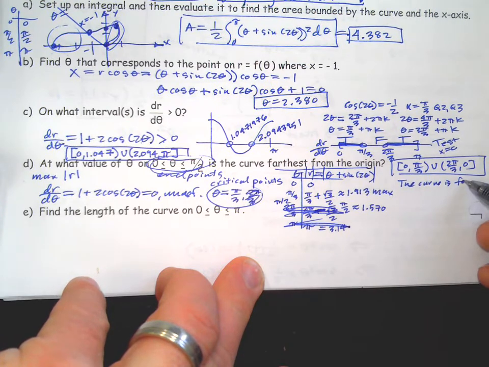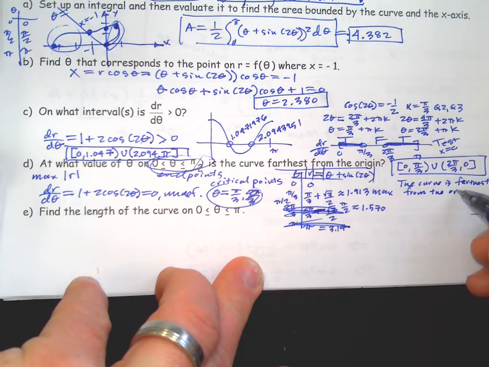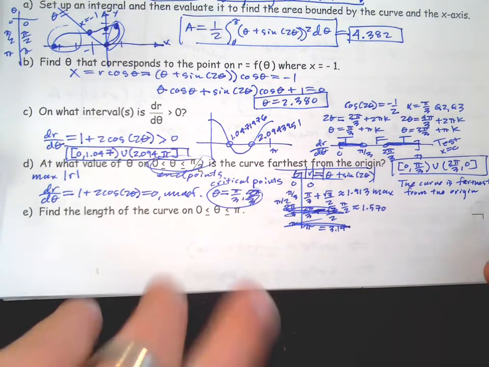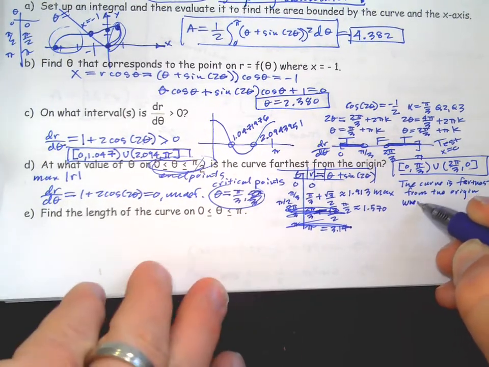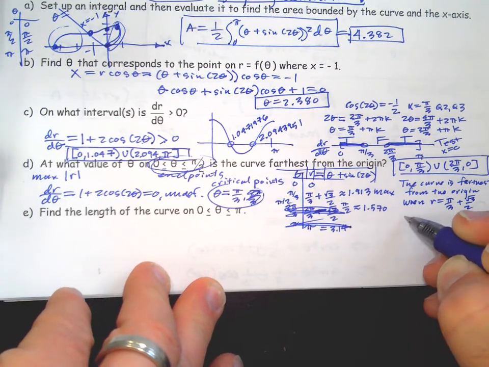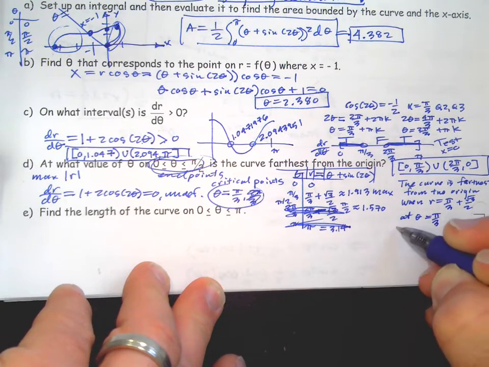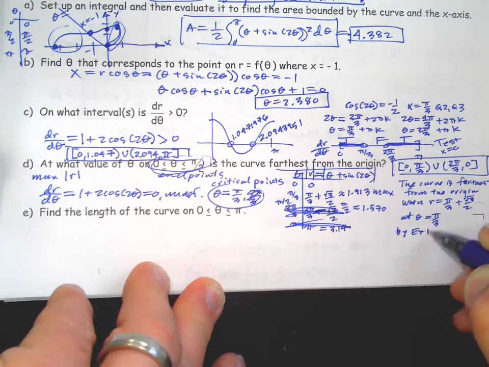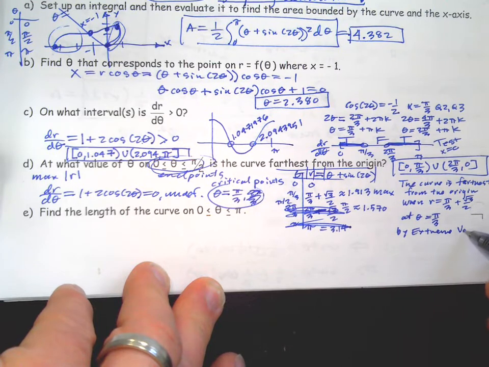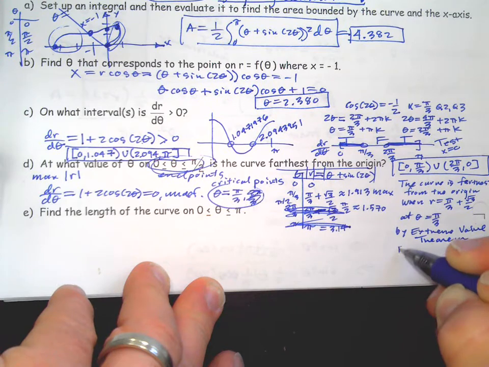Curve is farthest from the origin when r equals pi over 3 plus root 3 over 2 at theta equals pi over 3 by extreme value theorem, by checking endpoints and critical points.